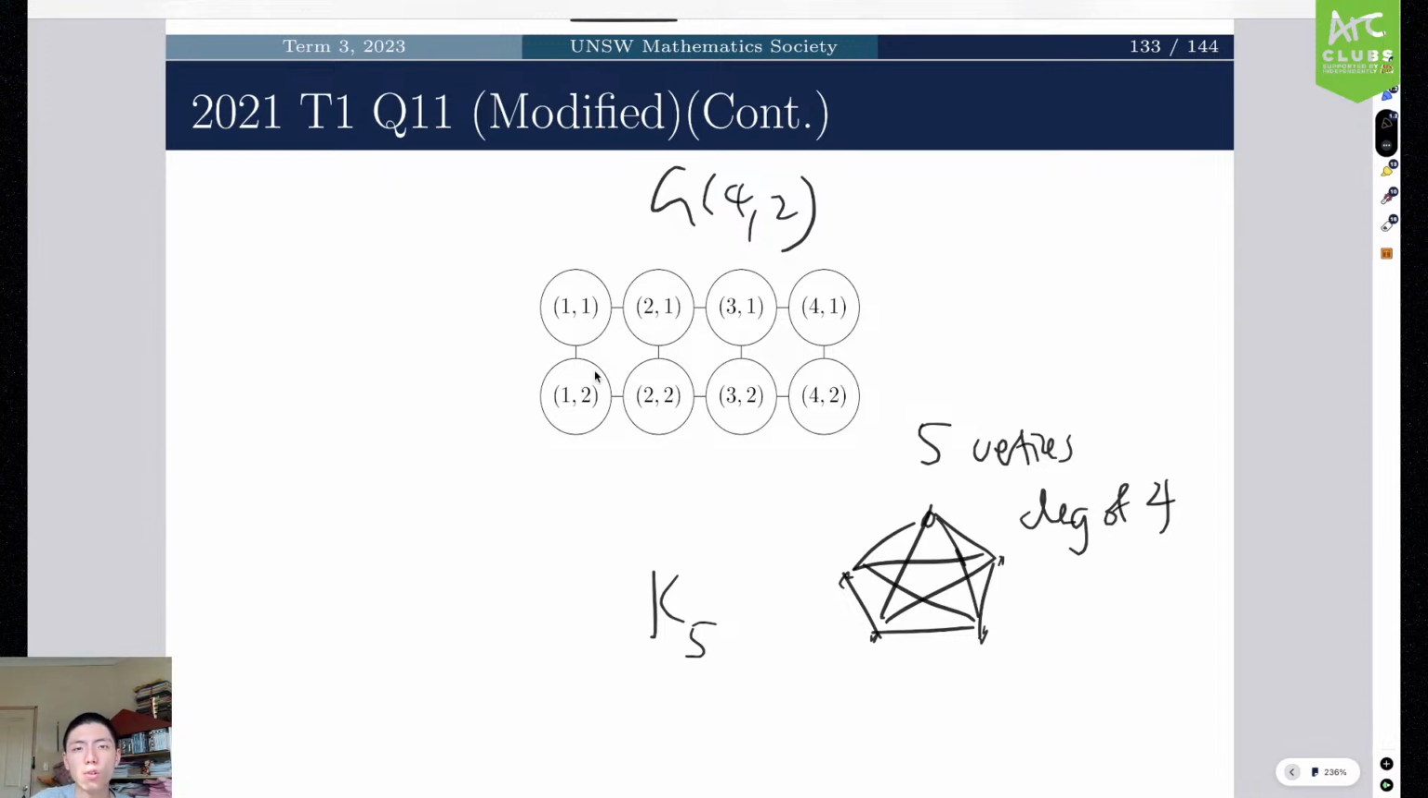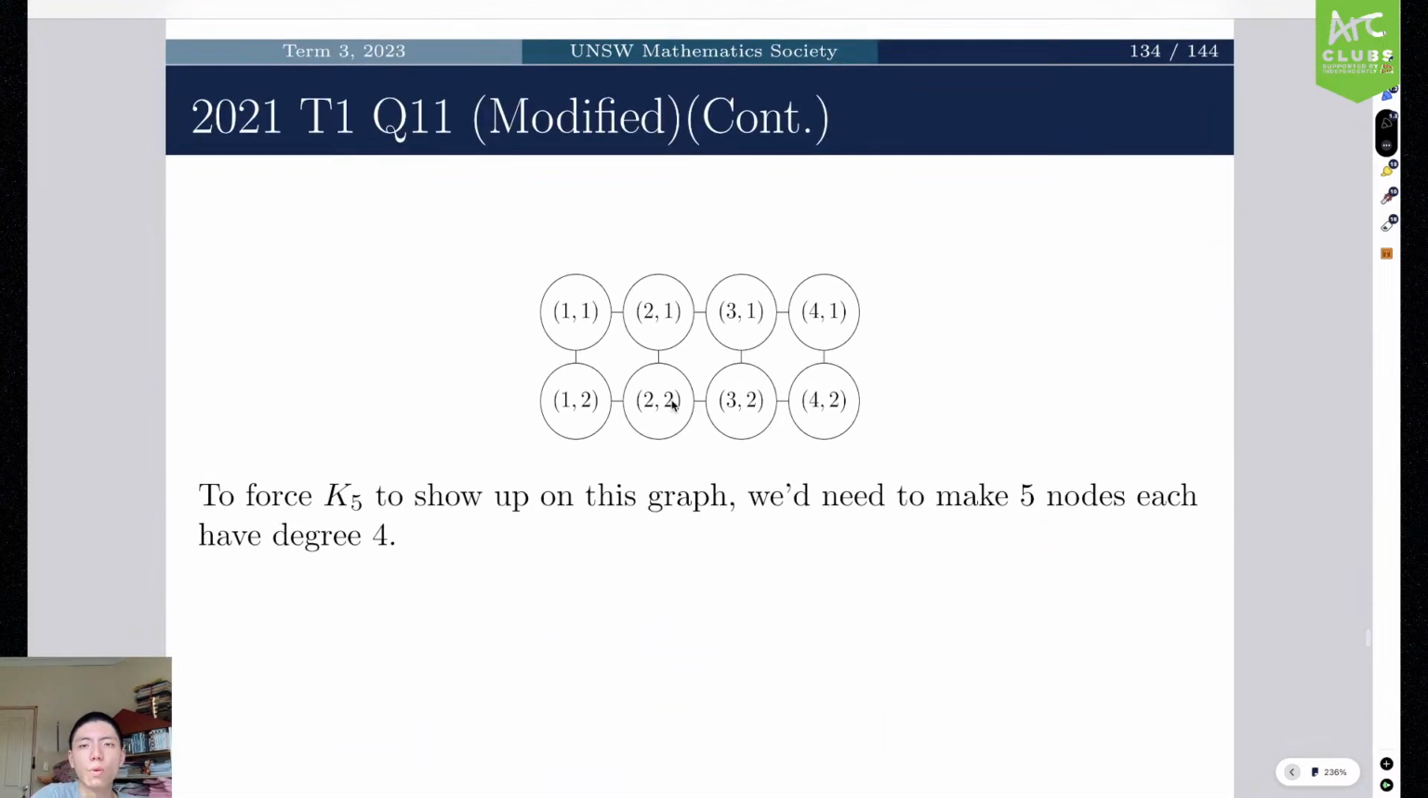So if we look at what we have here, currently we need to make 5 nodes each have degree 4, right? Because we just need to have a subgraph. At least one subgraph of this needs to be K5 to be forced in here. So we need to keep adding edges until we have 5 nodes, and only those 5 nodes, each with degree 4, connected to each other.